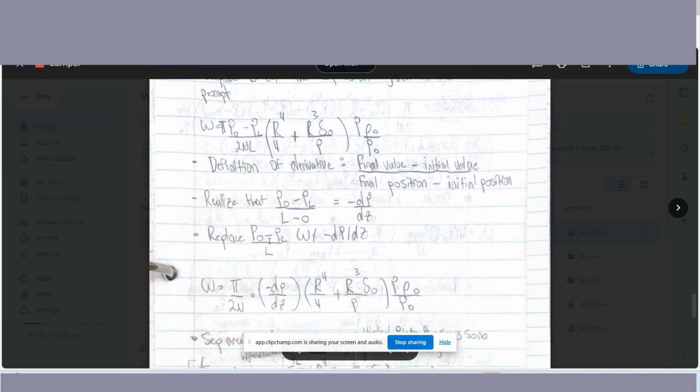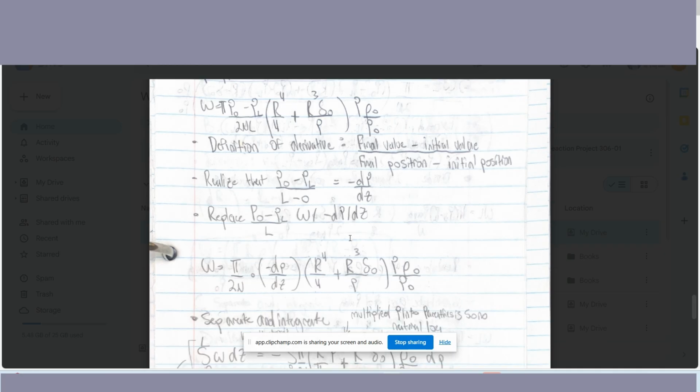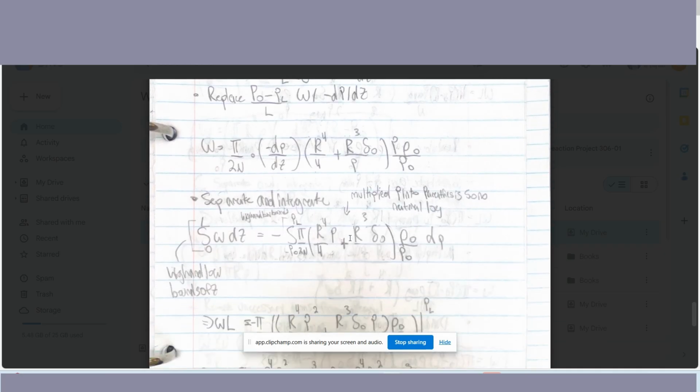So yeah, replace P0 minus PL divided by L with negative dP dz. And that's what we do. So now we separate and integrate. The dz is just going to go on the L or on the mass flow side, and the dP is going to stay on this side because there's pressures on this side.